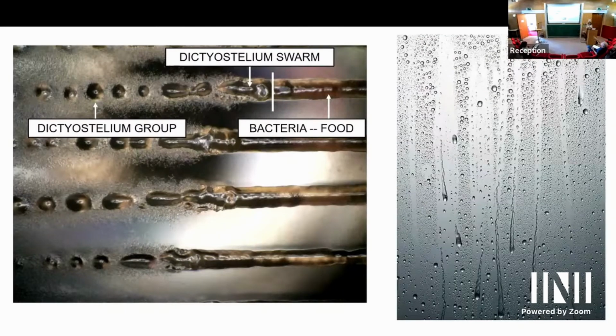The food is where we can see the white coloring. You can't really tell the difference now, but I'll show you afterward. Dictyostelium cells and bacteria seem kind of the same, but the vertical line is more or less where the front of the swarm is.